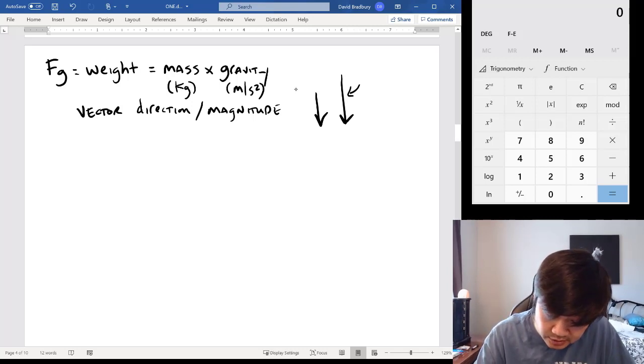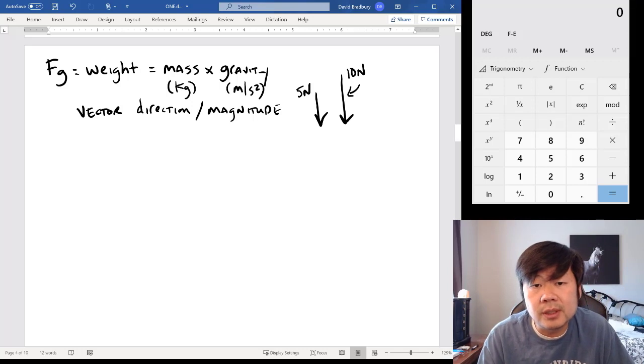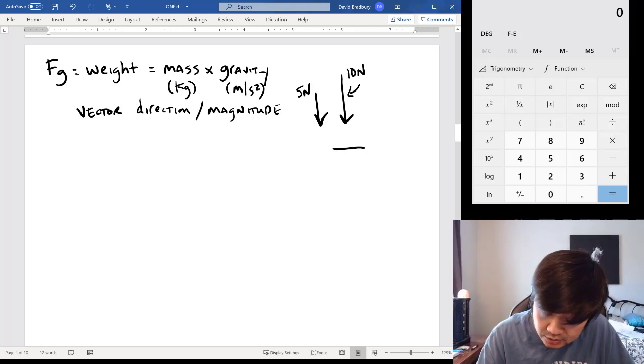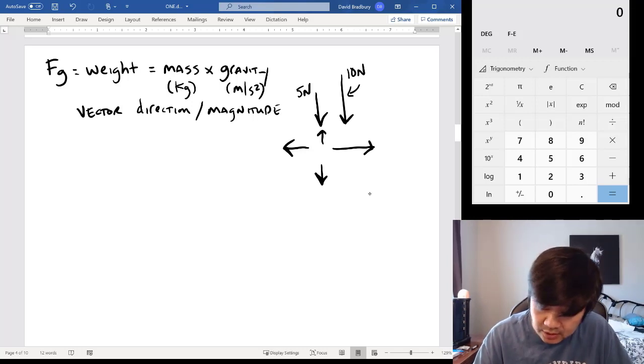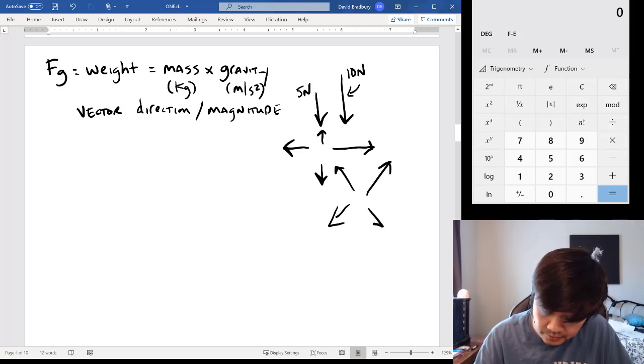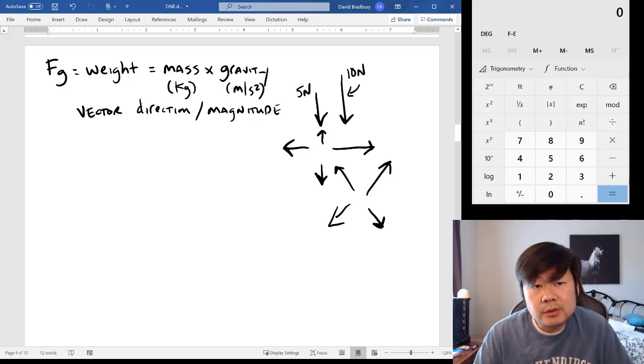So if this was, let's just say this is a force. So let's say this was 5 newtons. This one would be greater than that, 10 newtons. All right. Obviously, you can have different directions. So you could have east, west, south, and north. These can also be considered left and right also, right? And then you can have diagonal vectors. All right, so as far as forces in general, you could have these different directions.